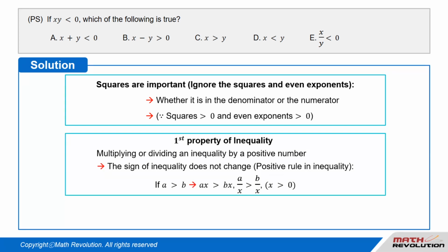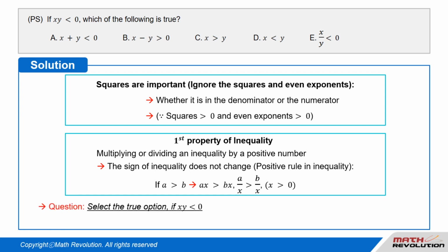The first property of inequality. Multiplying or dividing an inequality by a positive number does not change the direction of the inequality sign, which is the positive rule in inequality. If a is greater than b, then a times x is greater than b times x, and a over x is greater than b over x, where x is greater than 0.